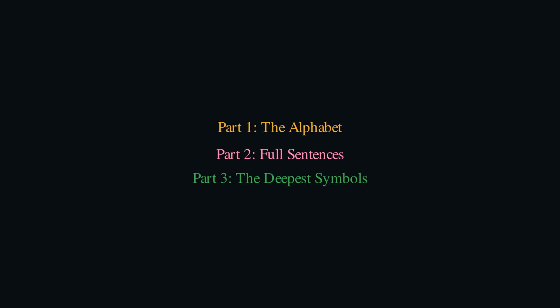Across 3 parts, we covered the entire language. Part 1 gave you the alphabet. Part 2 taught you to read full sentences. And Part 3 unlocked the deepest symbols, the ones that separate casual readers from fluent ones. You can now read research papers like a native speaker.